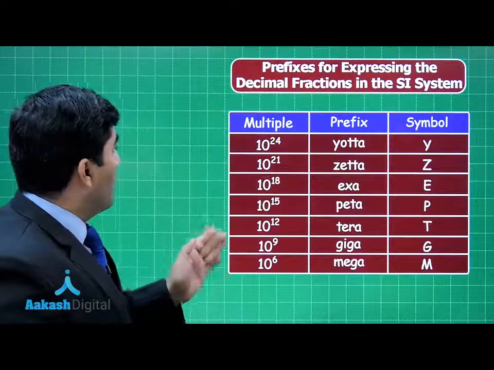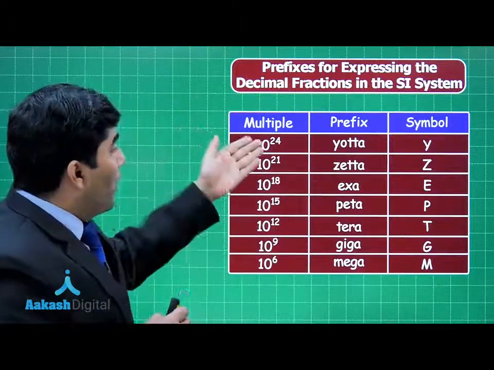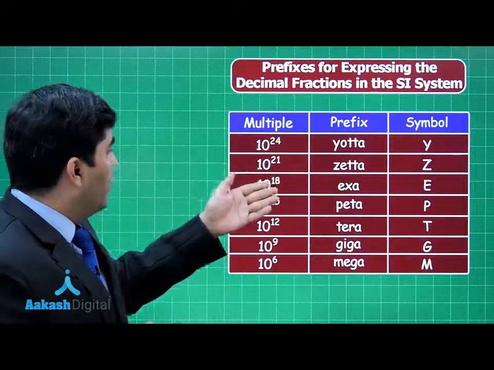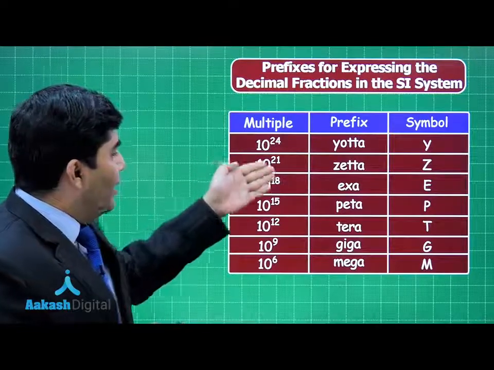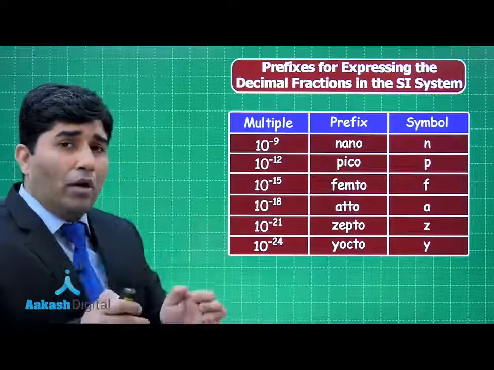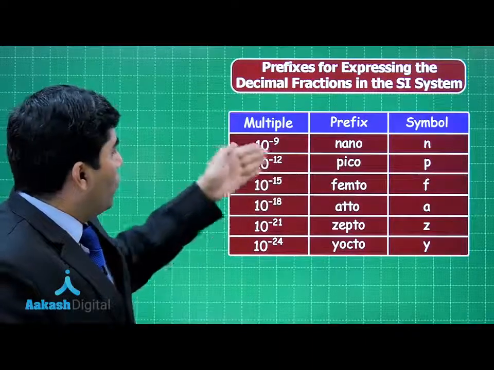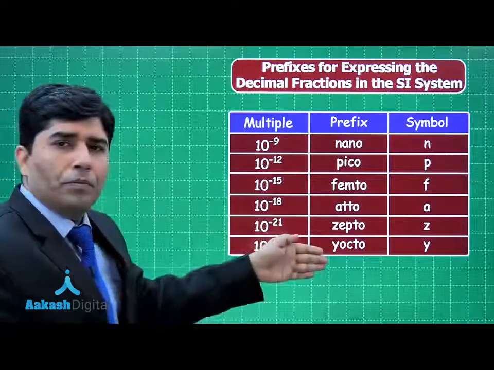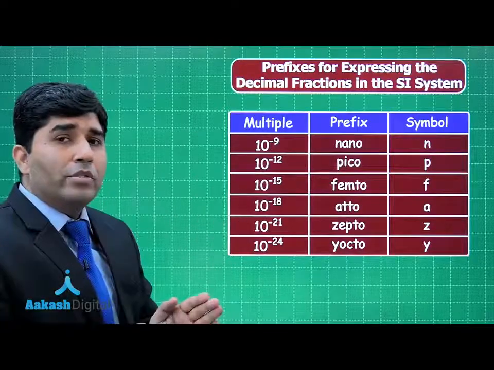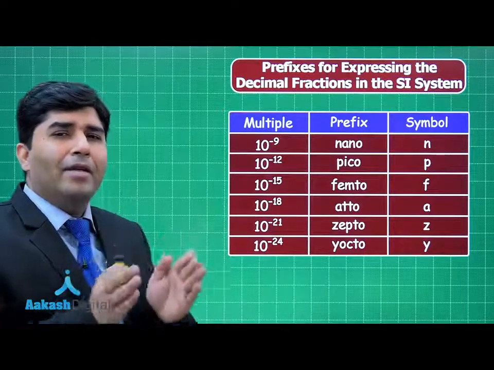For example, if it is 10 to the power 24 times bigger than that, we have prefix yotta and symbol is Y. Similarly, for 10 to the power 21 we have zetta, for 10 to the power 18 we have exa, for 10 to the power 6 we have mega. If it is very small, then we use nano for 10 to the power minus 9, pico for 10 to the power minus 12, and so on. So these are the SI units and the prefixes we generally use in our measurements. Let's know more about the measurements and the uncertainty in them.